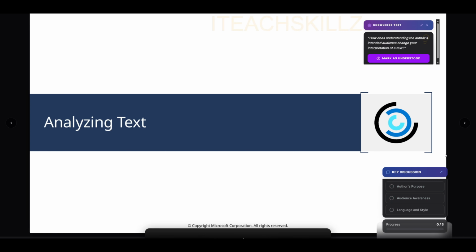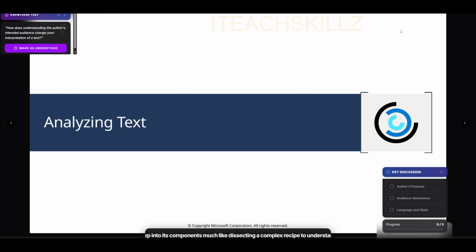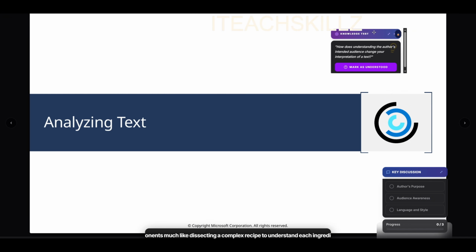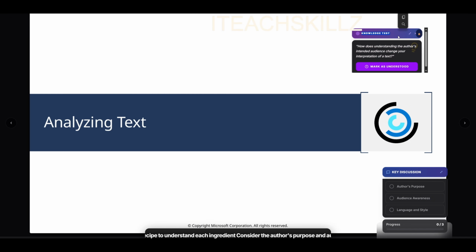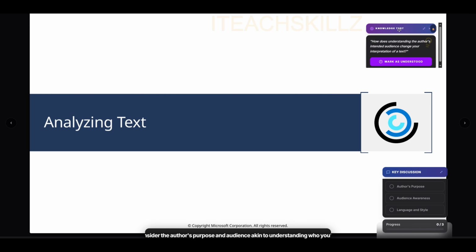When analyzing a text, it's essential to dive deep into its components, much like dissecting a complex recipe to understand each ingredient. Consider the author's purpose and audience, akin to understanding who you're cooking for. This insight shapes how you interpret the message. Moving forward, let's explore the language used, observing word choices as if they were spices that alter the flavor of your dish.